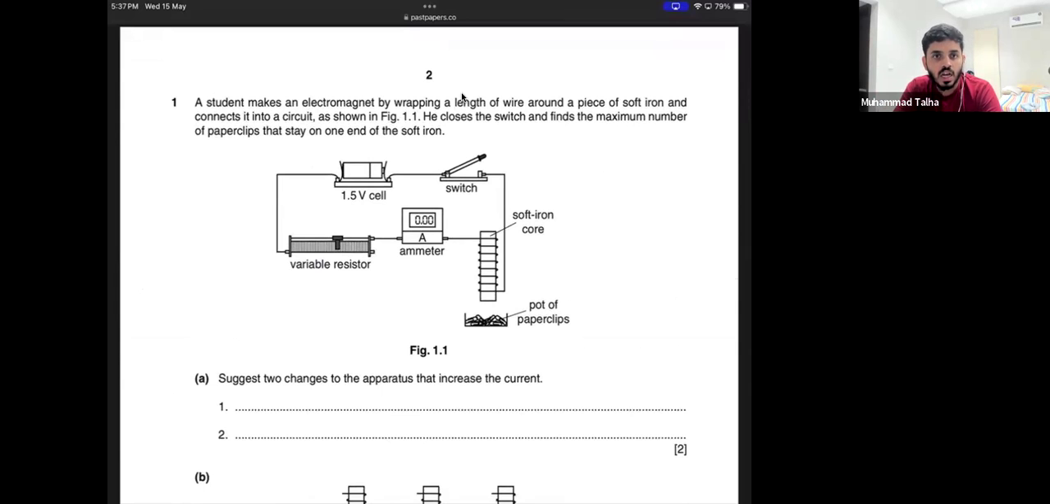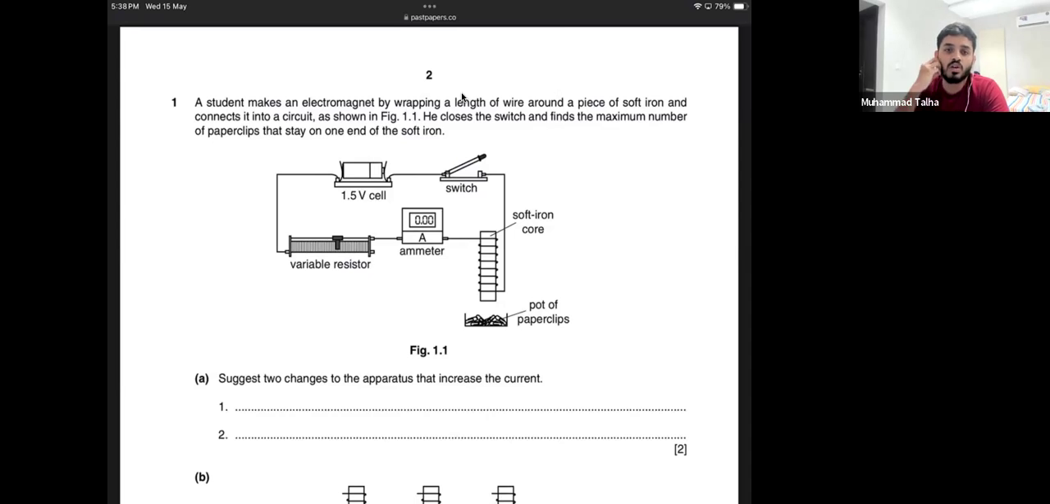All right. So a student makes an electromagnet by wrapping a length of wire around a piece of soft iron and connects it into a circuit as shown. He closes the switch and finds out the maximum number of paper clips that stay on one end of the soft iron. All right. And then it says part A suggests two changes to the apparatus that increase the current. Right? So how can we increase the current here?